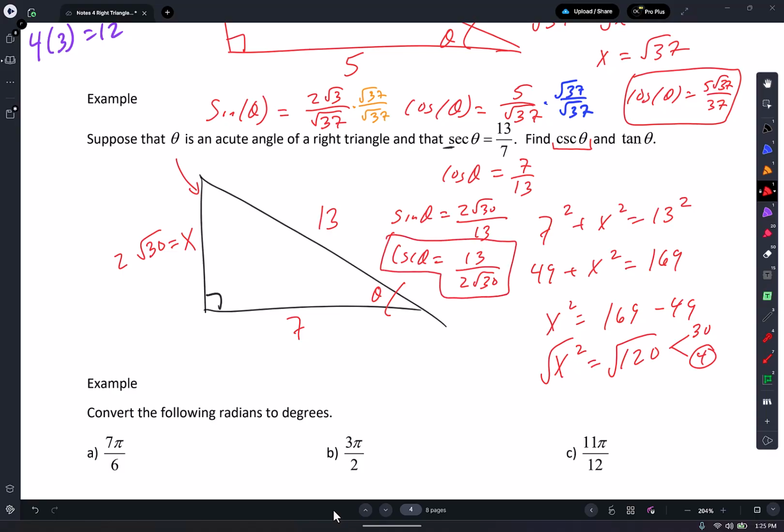And then tan. Don't worry, we're almost done. Tangent is opposite over hypotenuse. I mean, opposite over adjacent. So I'm going to write 2 square root of 30 over 7. Are we okay, guys? Okay.